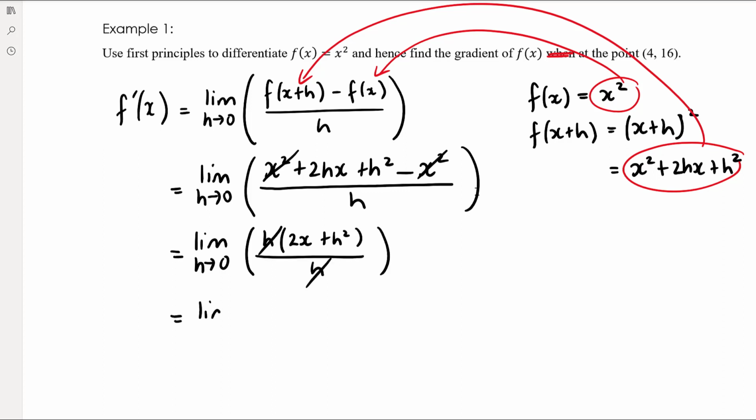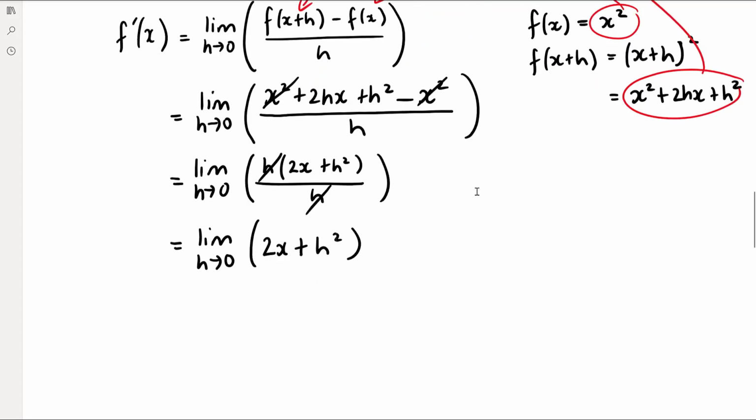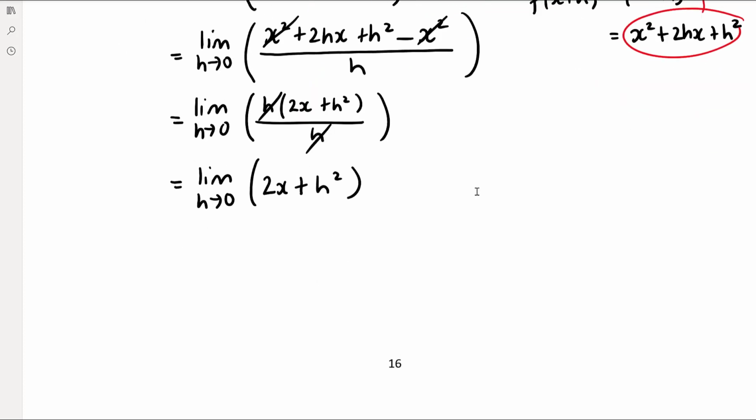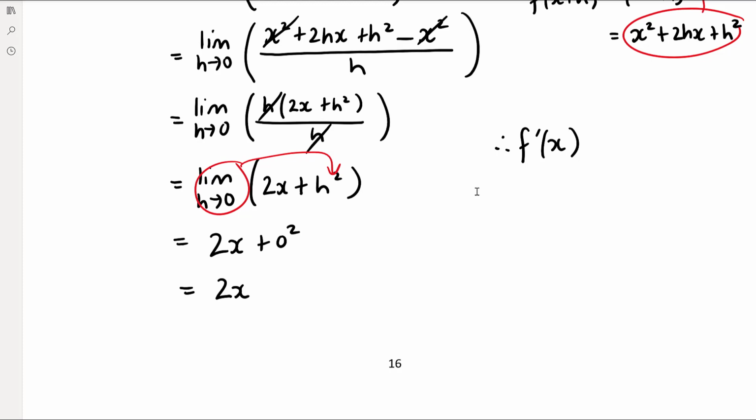And now we've fixed the problem where we had an h in the denominator, which was preventing us from taking the limit. So now we have an expression that we can take the limit as h approaches 0, so we can essentially substitute h equals 0 in here, and we're going to get 2x plus 0, so 2x. Okay, so therefore the derivative function, okay, the derivative is 2x. The gradient function is 2x.